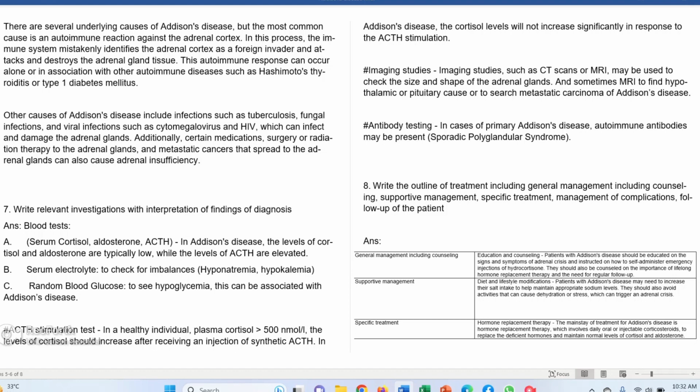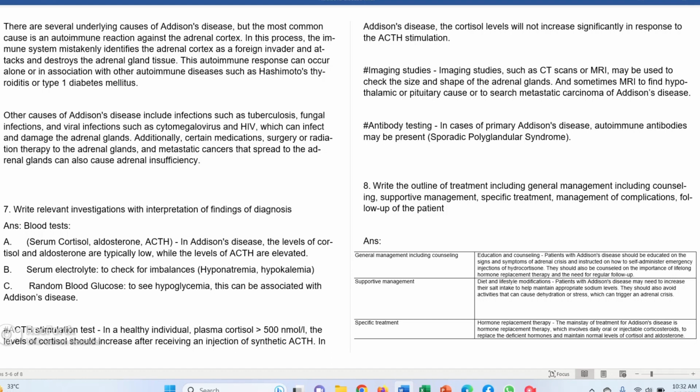ACTH stimulation test. In a healthy individual, plasma cortisol is greater than 500 nanomole per liter. The level of cortisol should increase after receiving an injection of synthetic ACTH. In Addison disease, the cortisol level will not increase significantly in response to the ACTH stimulation.